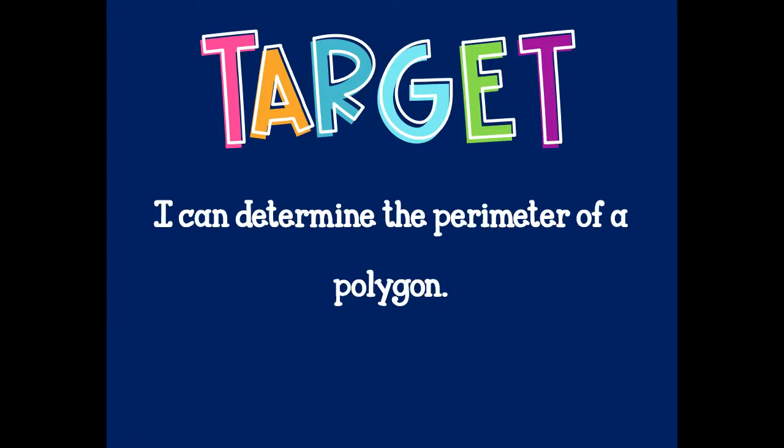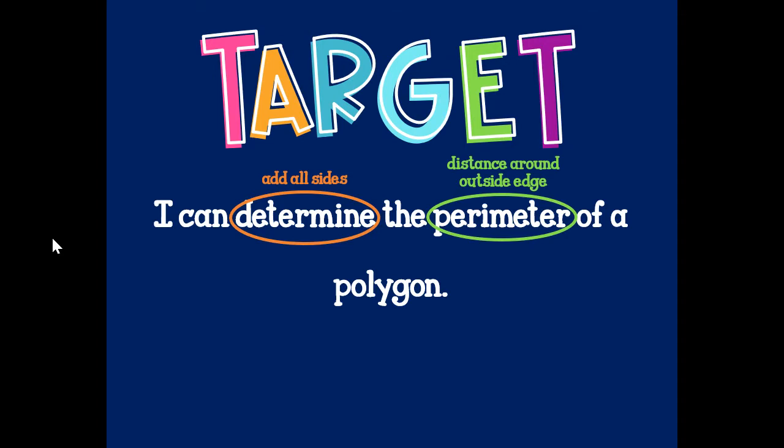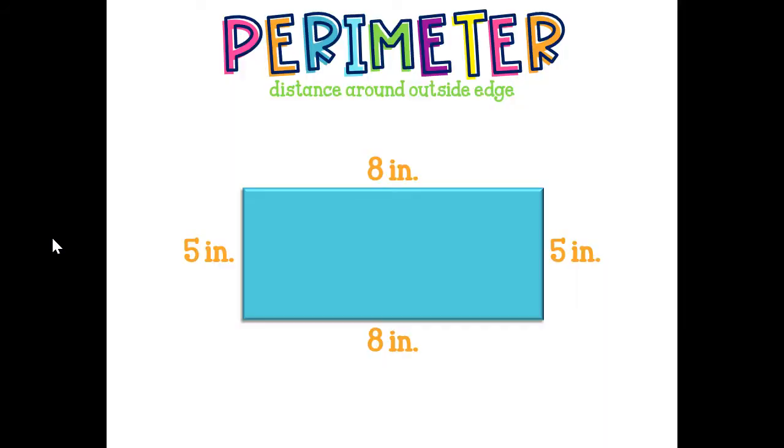Let's go over today's target. I can determine the perimeter of a polygon. When we determine the perimeter, we are going to add all of our side lengths. And the perimeter is just the distance around the outside edge of a shape that is closed with straight sides.